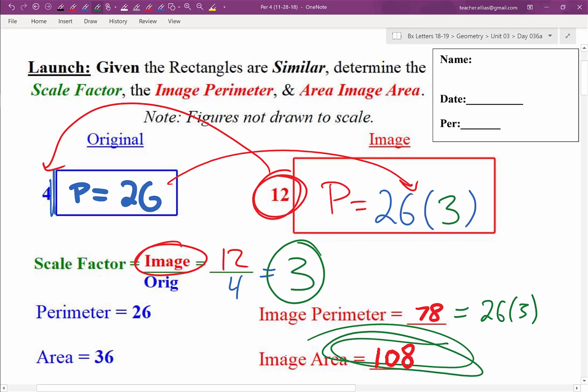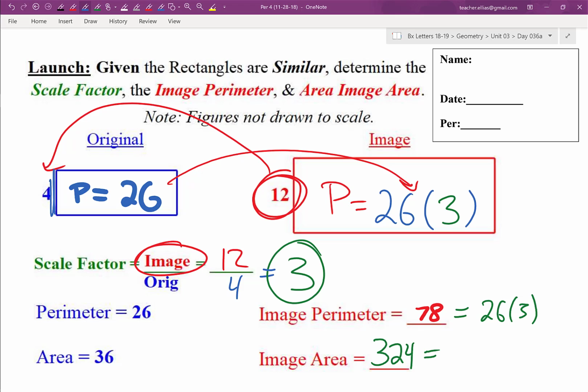This is incorrect. 108 is not the new area. That's the mistake that most students were making yesterday. That is a good mistake. What should it be? It should be 324. And what are you doing? They multiply 36 by 3, but also squared.